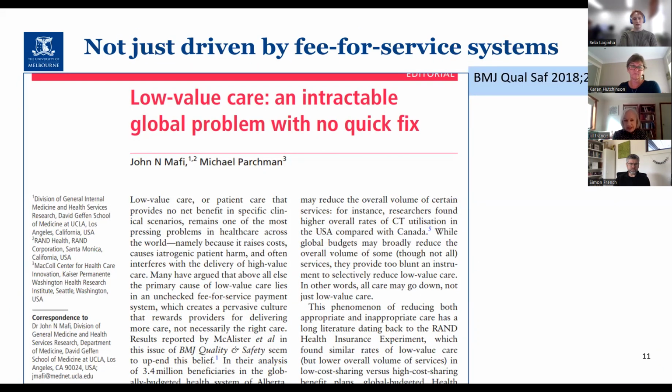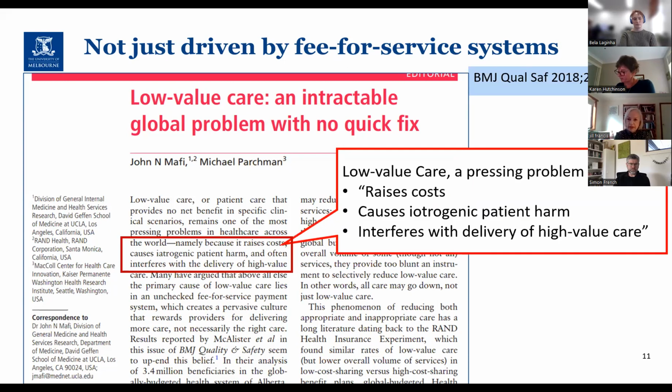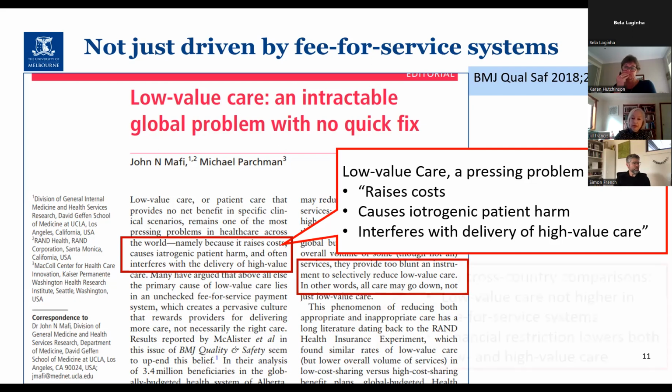So what about the incentivization argument? Murphy and Parchman in 2018 had a look at this issue of incentivization within healthcare systems. Again, they're arguing that this is a pressing problem globally. It raises costs, causes patient harm, and potentially interferes with delivery of high-value care. But they looked systematically at the difference between health systems in countries where there's a fee-for-service financial setup, for example, the USA, to an extent Australia and Canada, and compared that with systems like the UK, where there's much less direct incentivization of care delivery.